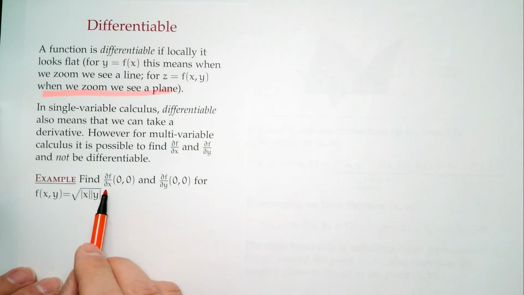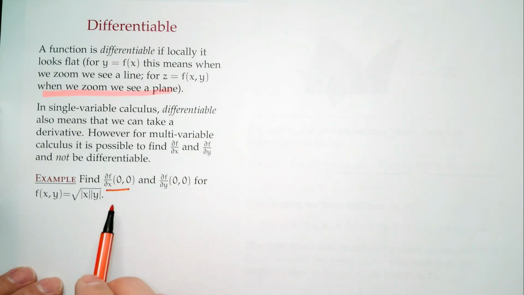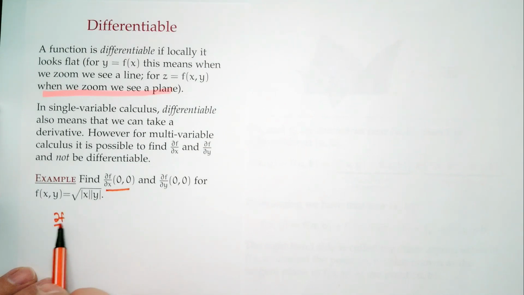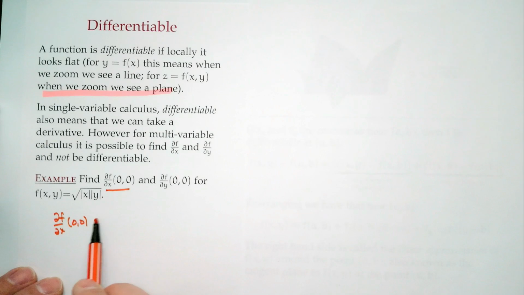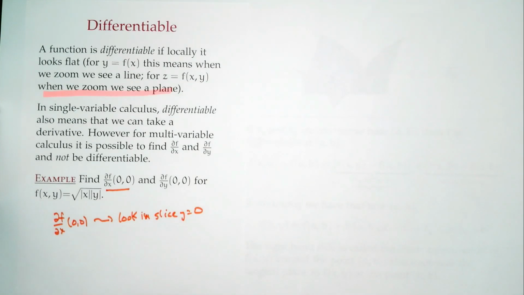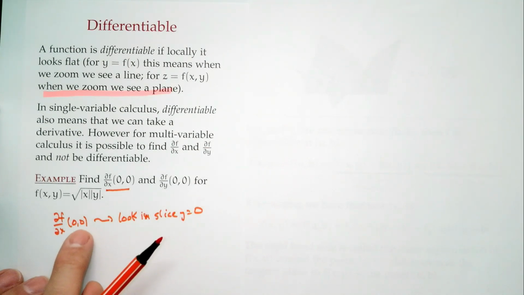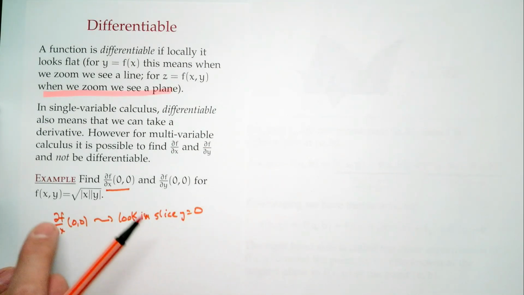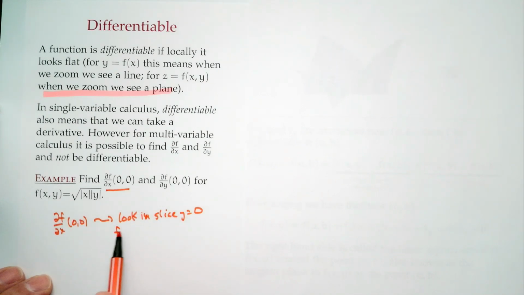So if I want to find partial f, partial x of 0, 0, what do we do? Well, what this says is, see what happens as I vary x. So to find partial f, partial x at 0, 0, we look in the slice where y equals 0. Because that's what we do. We take partial derivatives by looking in slices. And the slice we're going to look in is according to what the other variable does. Now, in the slice y equals 0, what happens to my function? What does f of x, y become? It becomes 0.